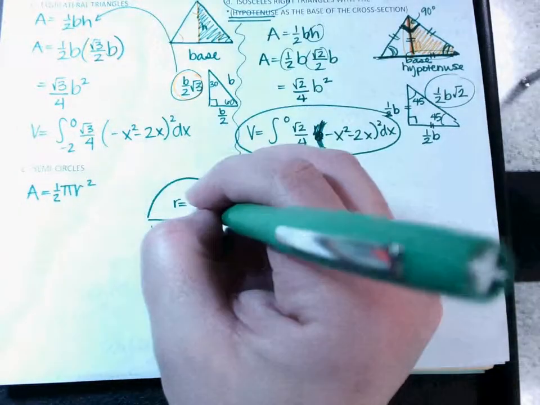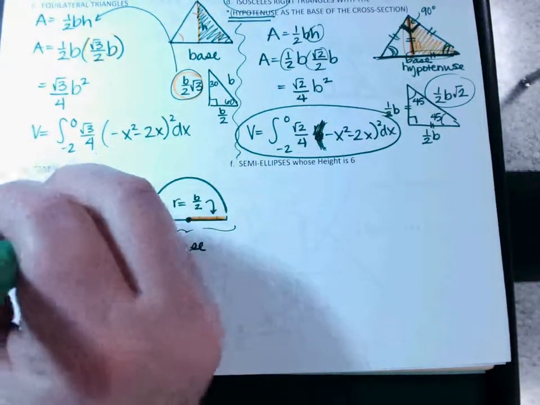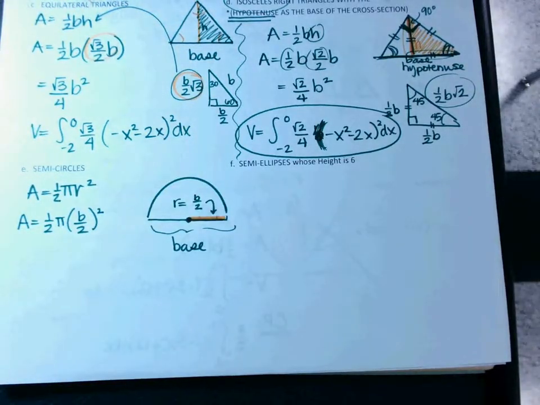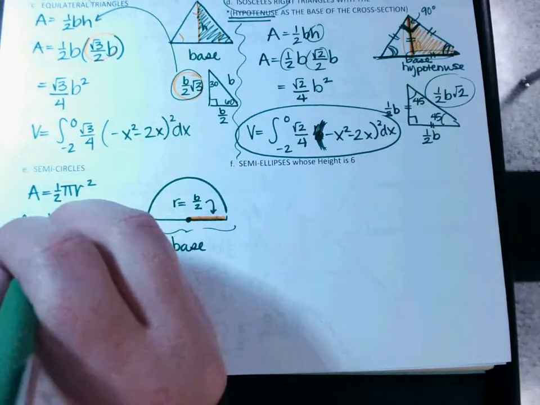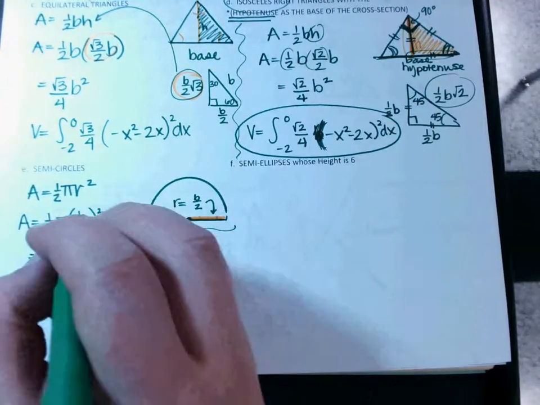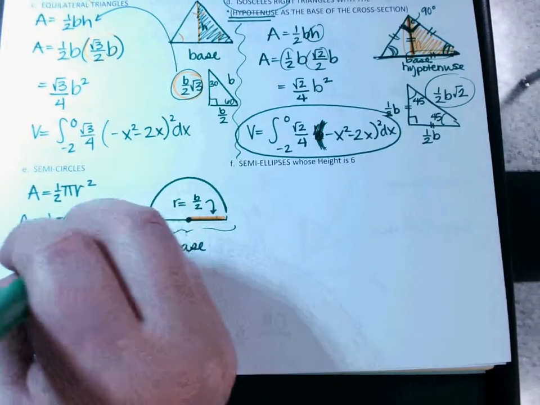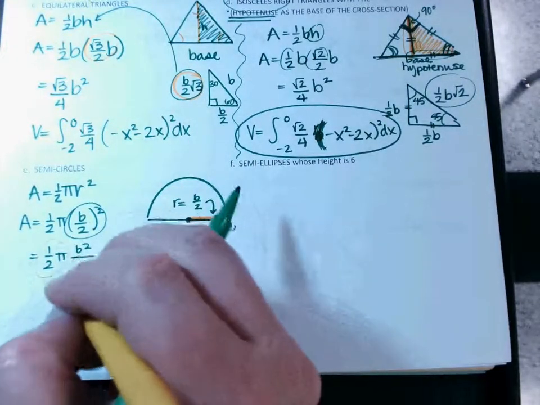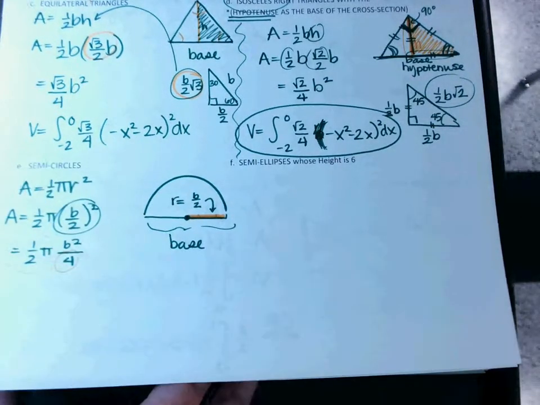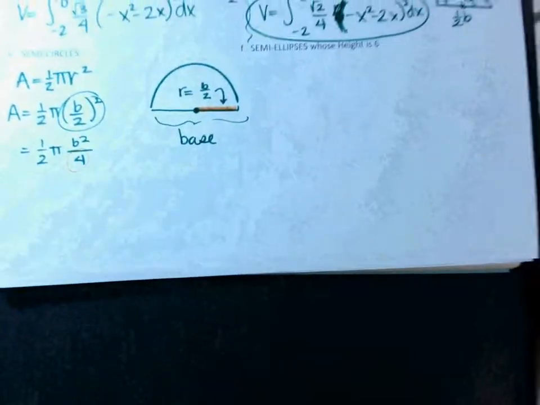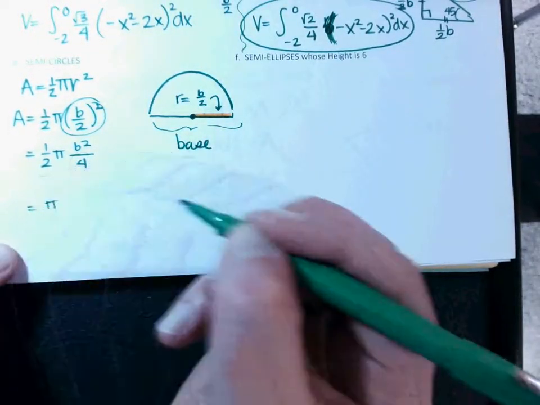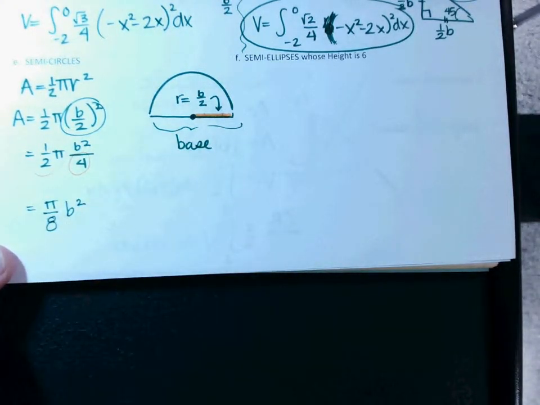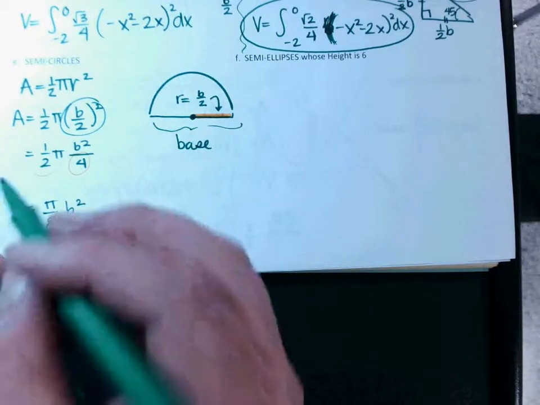For this little piece right here, I'm going to come over here and say, 1/2 pi, my r is b over 2 squared. Then I'm going to square this piece and make it a little prettier. So I have 1/2 pi, and when I square that, that's b squared on top and a 4 on the bottom, because I had to do 2 squared. Then I'll multiply all this constant stuff together. Across the top, 1 times pi is just a pi, and 2 times 4 on the bottom is an 8, b squared.